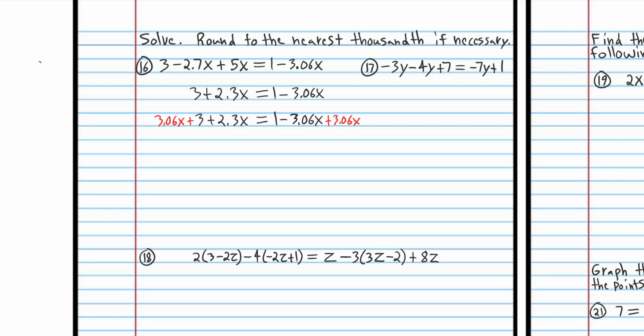And we're going to have to put a divider here. And let's see here. So we're left with 1 on this side of the equation, and 3.06x plus 2.3x, that would be 5.36x, I believe. All right. I should probably write that much neater. 5.36x.